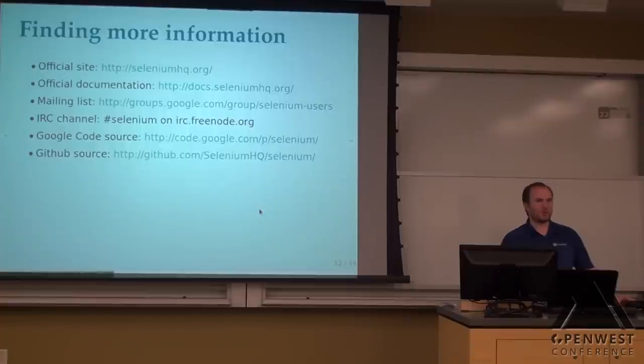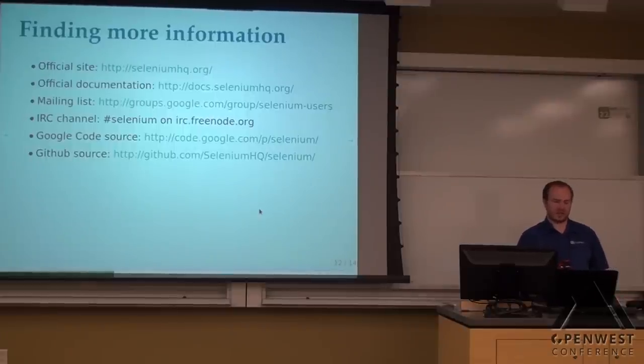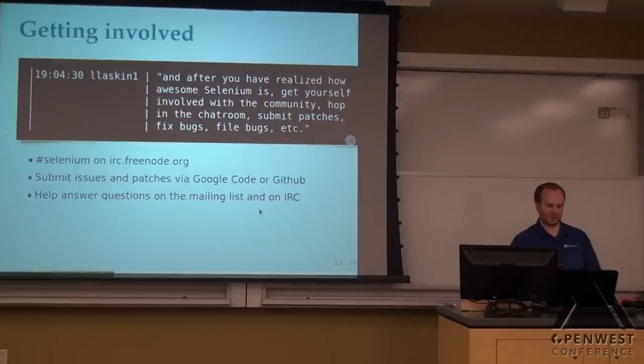More information can be found on seleniumhq.org, and the official documentation is at docs.seleniumhq.org. There's also a mailing list on Google Groups and an IRC channel on freenode.org. And you can get the source either through Google Code or GitHub, and it's sometimes very beneficial to go through and read the source to find out exactly what they're doing, and sometimes the comments are even helpful to find out why they are doing it in that particular way.